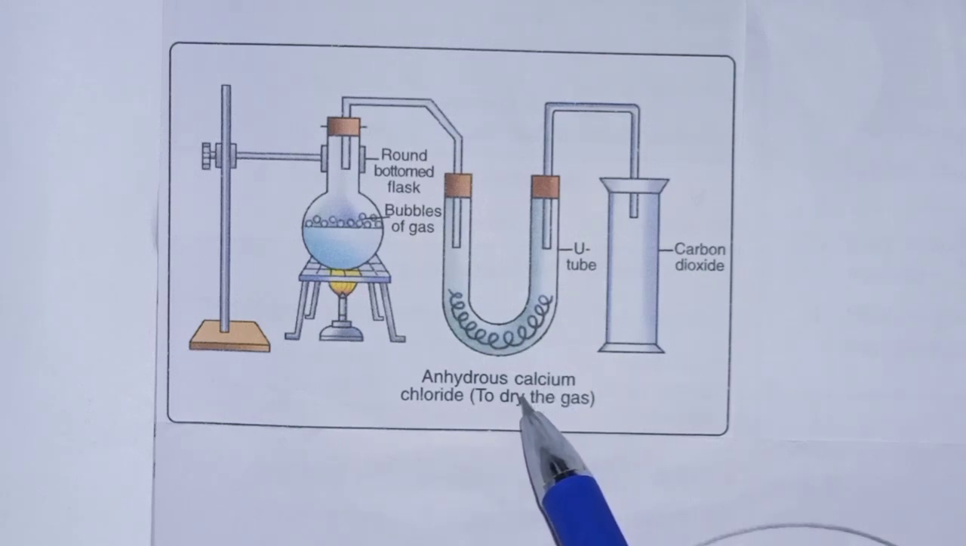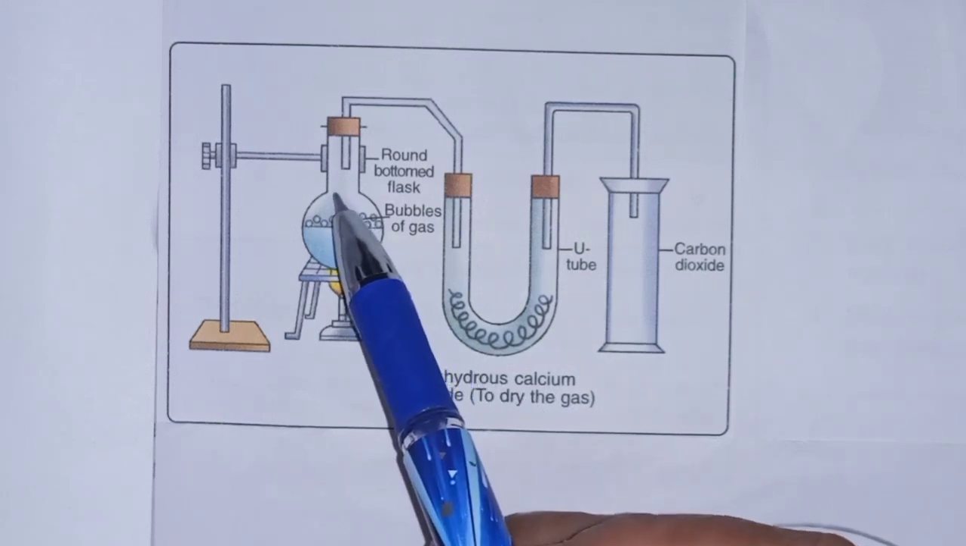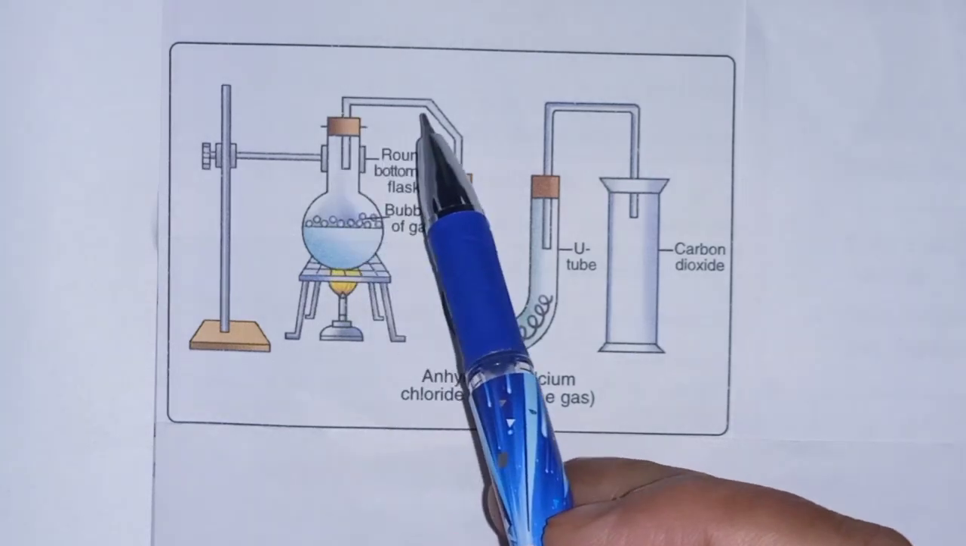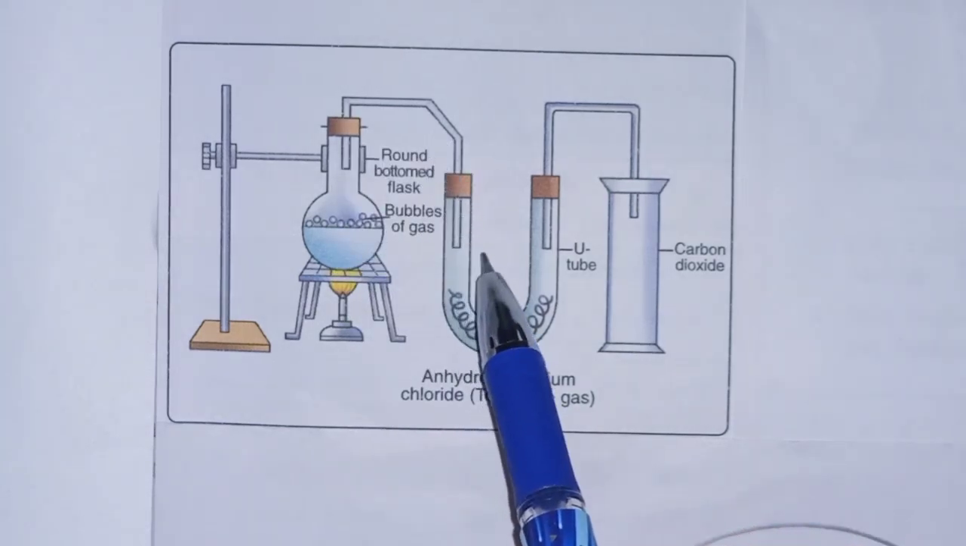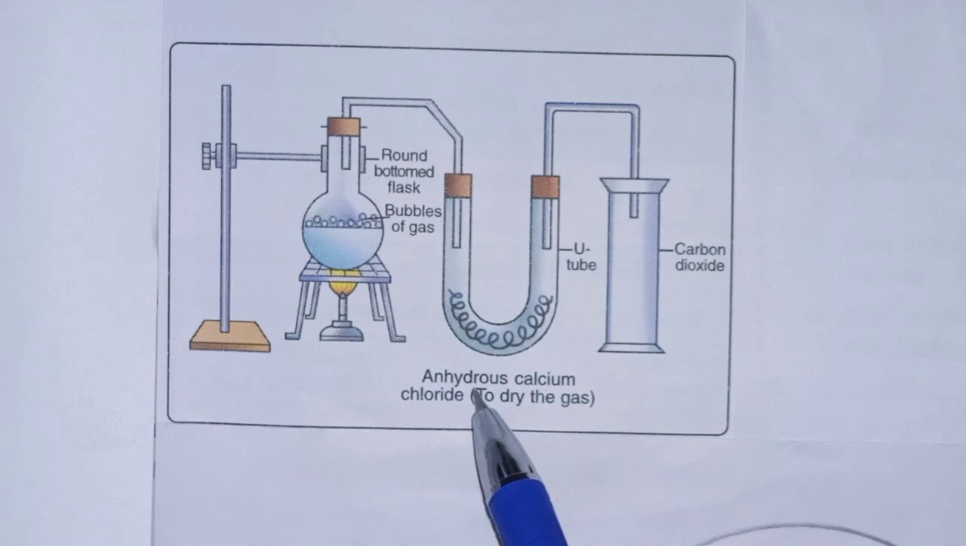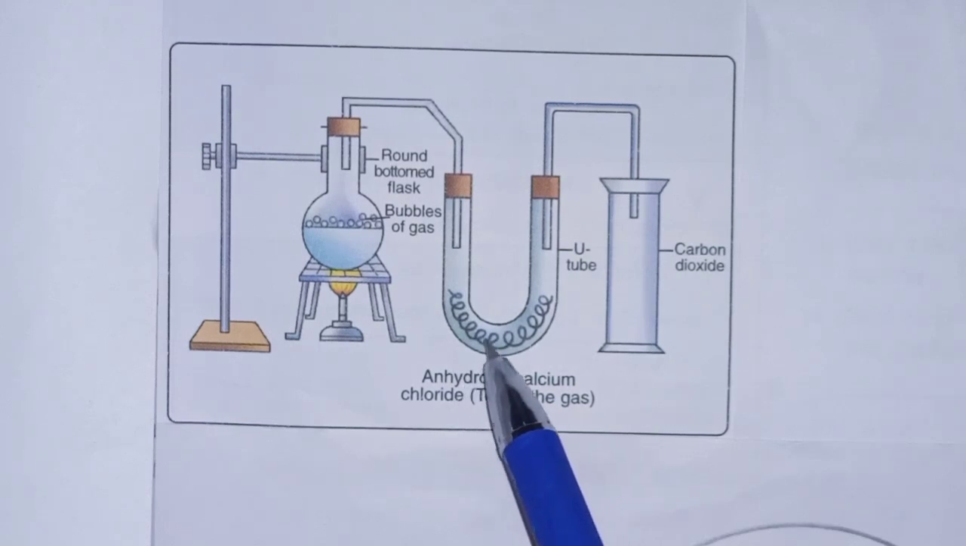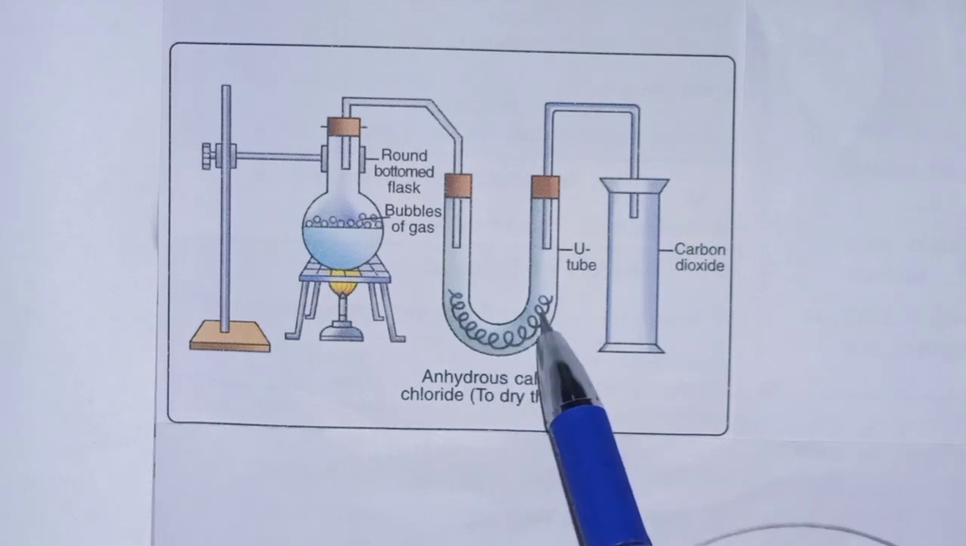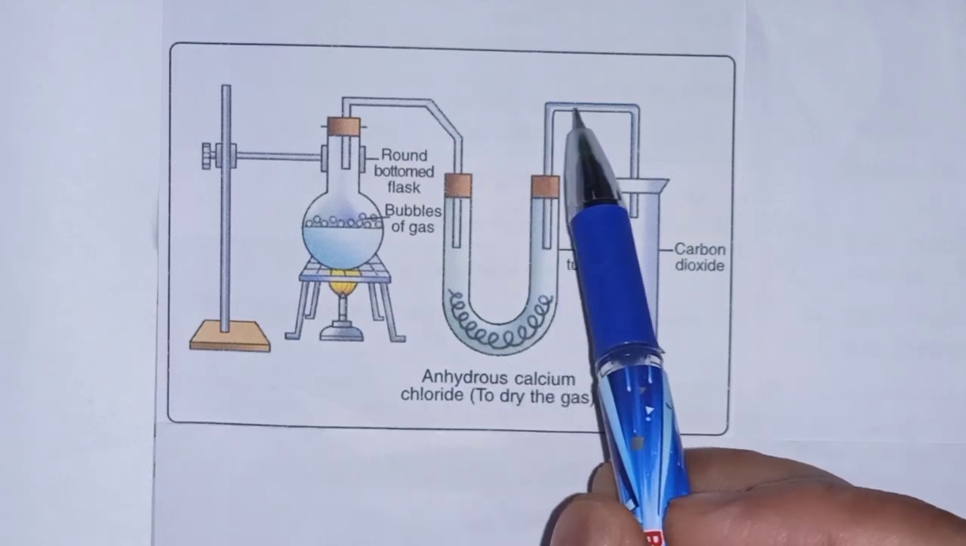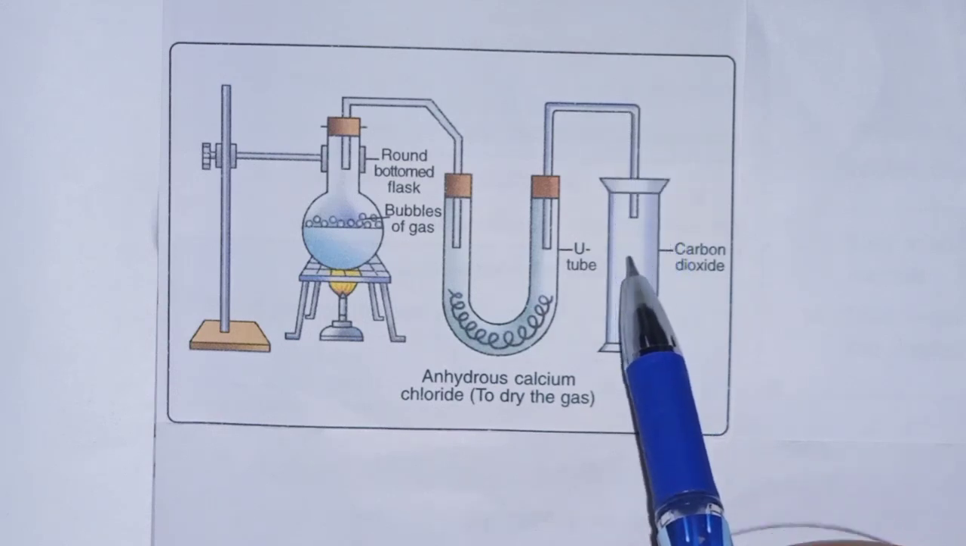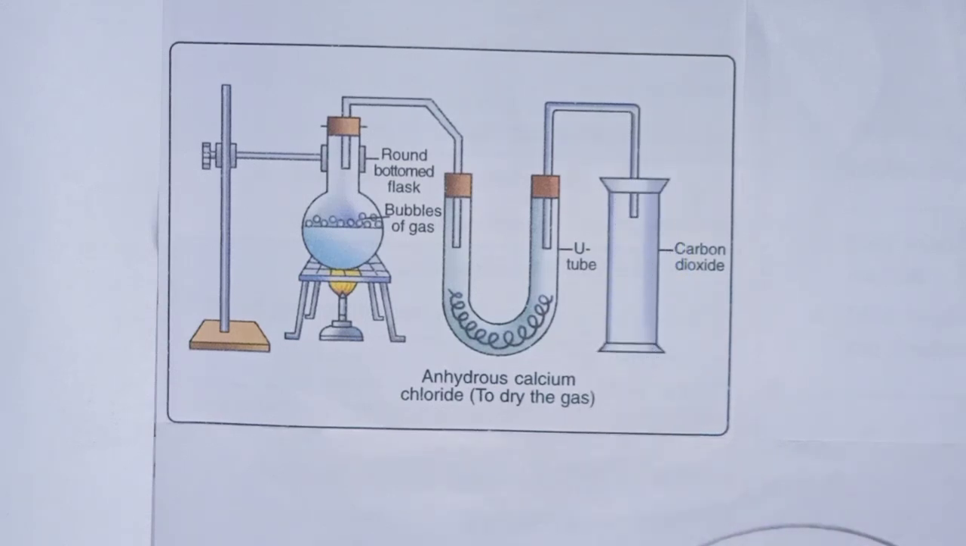Why do we need to dry the gas? Because on heating some water vapor also comes into this tube. Okay, to remove that water molecule we are using anhydrous calcium chloride as a drying agent. Now all the water molecules are absorbed by calcium chloride, only carbon dioxide is passing through it and it is collected in the jar. Like this you can separate a gas from a liquid.